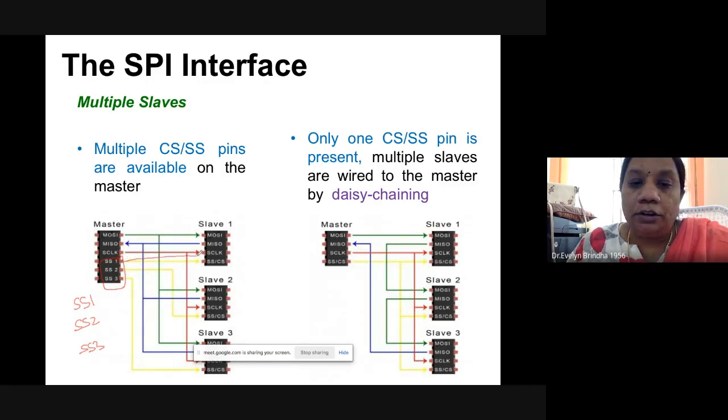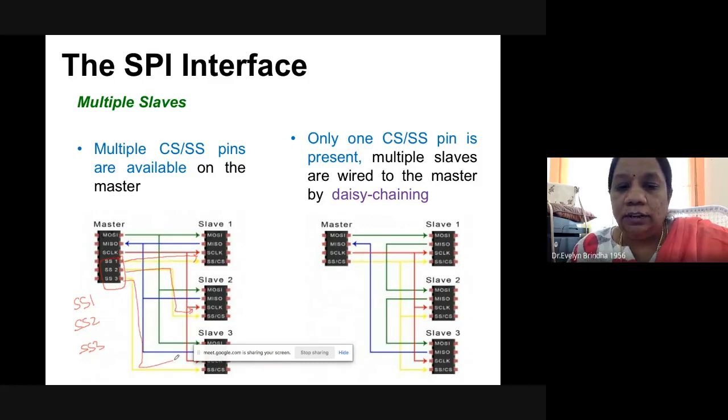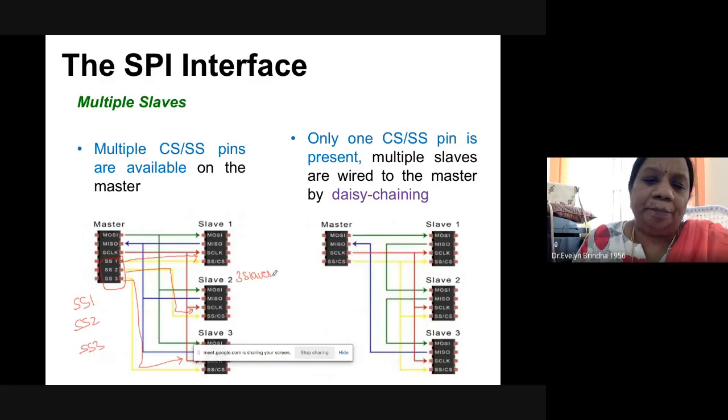Through SS1, you are connecting one slave. Through SS2, you are connecting the second slave. Through SS3, you are connecting the third slave. So at a time, you can connect 3 slaves. This is one way of connecting. Your normal PC or computer can have this way of SPI communication.